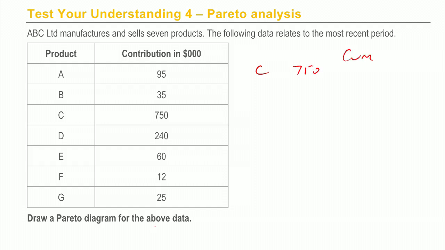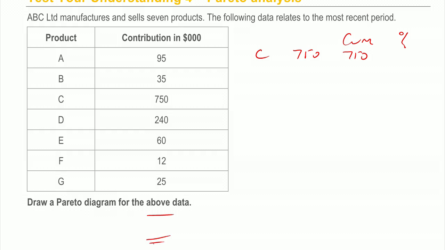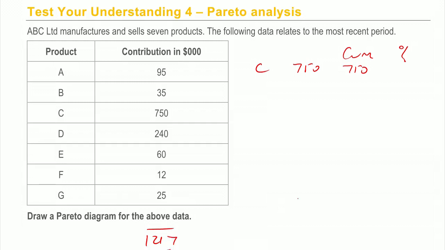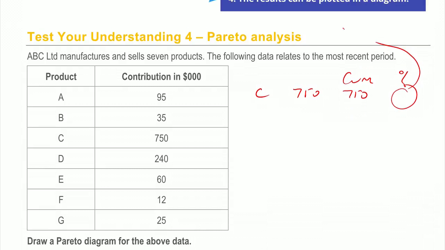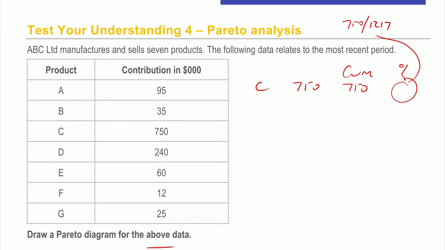cumulative 750, and as a percentage, well, the first thing we need is what the total is of that table to be able to work out a percentage, and that table adds up in total to 1217. So 750, we'll do this one in full, 750 as a percentage would be 750 divided by that 1217 to give us a percentage that relates to product C, which is 62%. So that's C done.